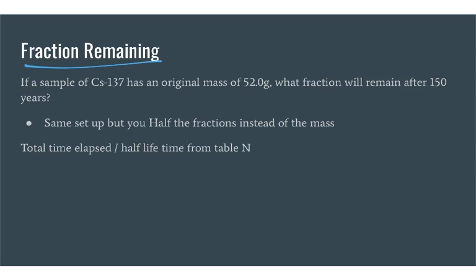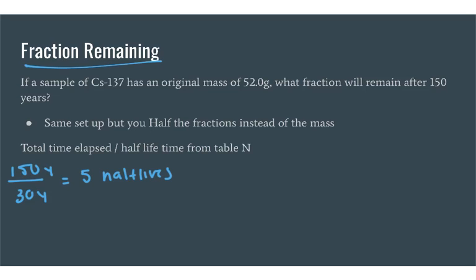So let's look at fraction remaining. So same setup as the other one, but now we're just looking for what fraction or what percent basically remains. So we have cesium-137 again, mass of 52 grams, and I want to know what fraction remains after 150 years. So we just saw this, so 150 years, and our half-life is 30 years, so that tells us that 5 half-lives are happening.